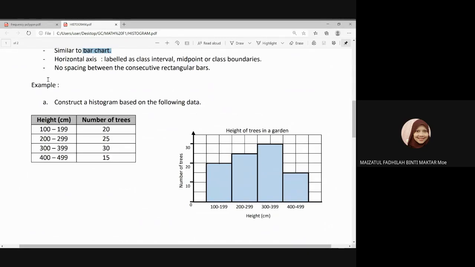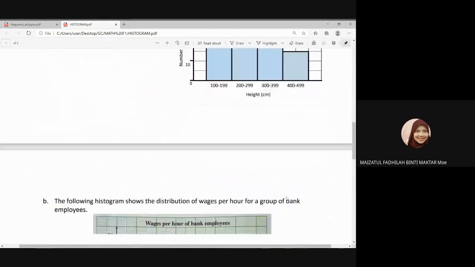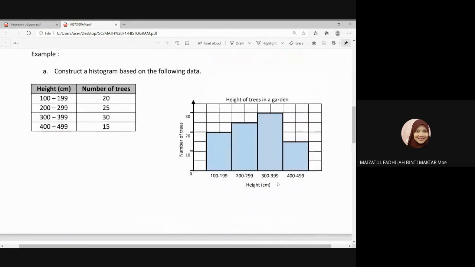This is an example of how to construct a histogram based on the following data. Given to you are the height of trees and the number of trees, that is, how many trees have a height between the values given. This is how you need to draw it. I will go to the whiteboard to show you how to construct the graph.